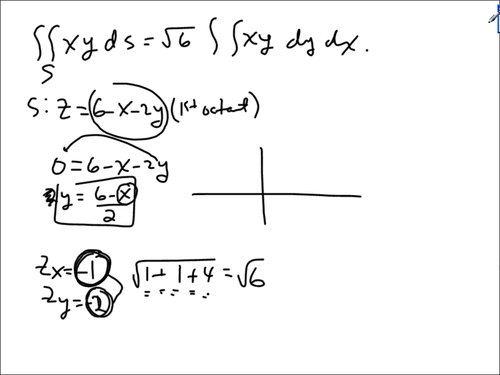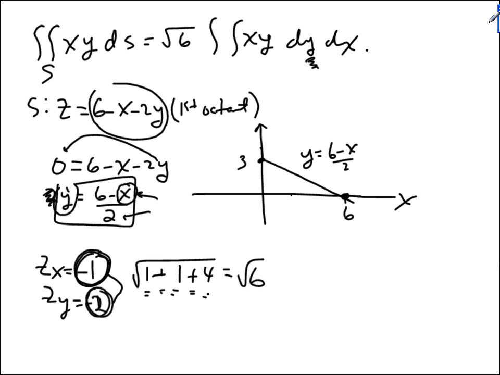if x is 0, for example, 6 minus 0 is 6, divided by 2 is 3. Y equals 3. If x were 6, 6 minus 6 is 0, divided by 2 is 0, so y is 0, right here. This is the equation. Y is equal to this.